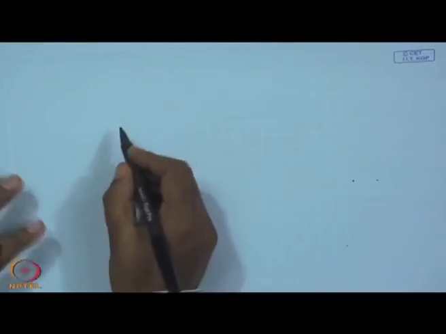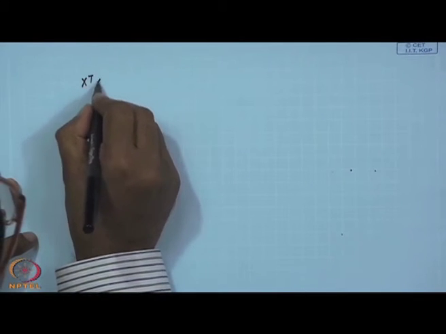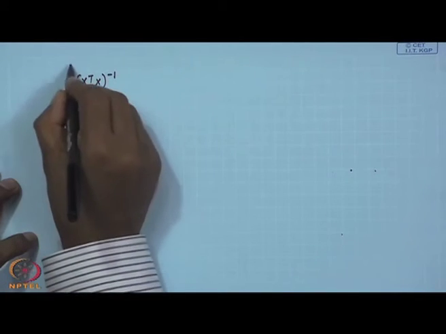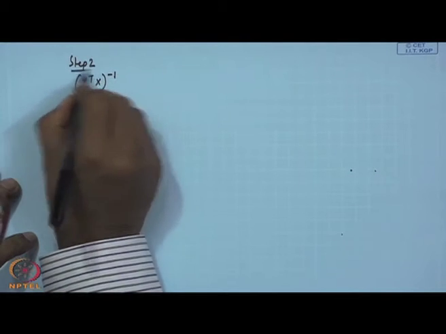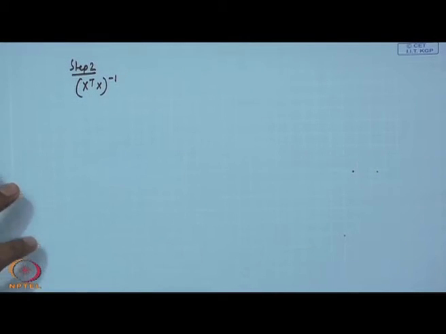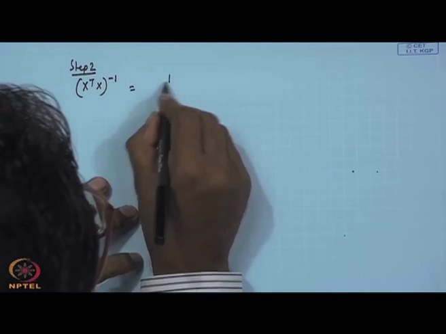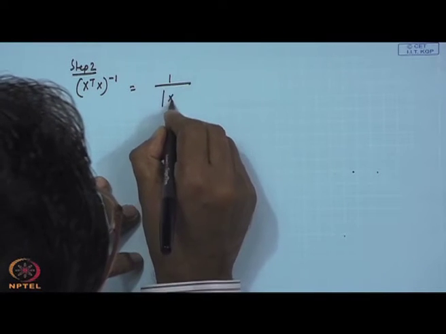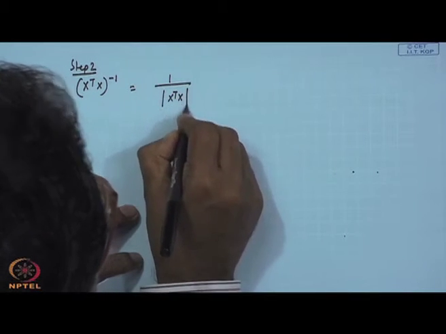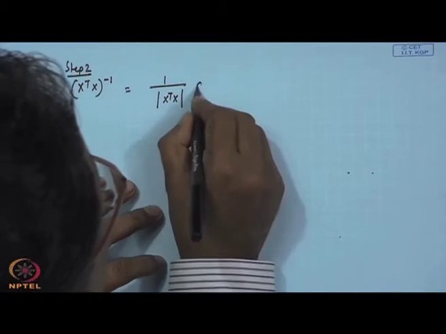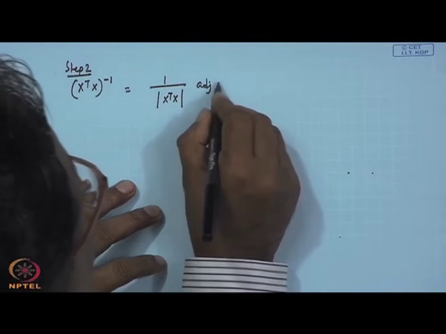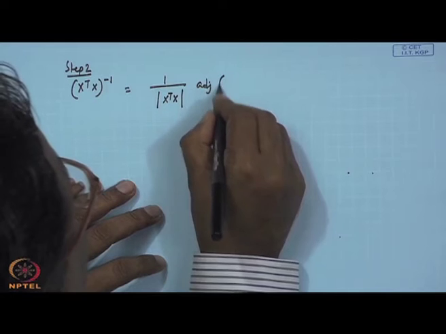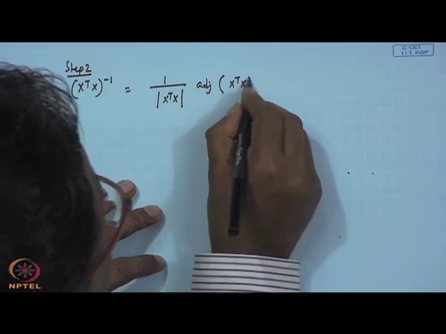Then you have to compute X transpose X inverse. This is our step 2. Step 2 says X transpose X inverse. This will be 1 by the determinant of X transpose X times the adjoint of X transpose X.